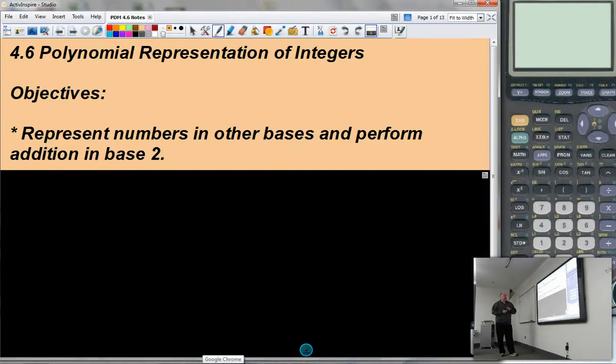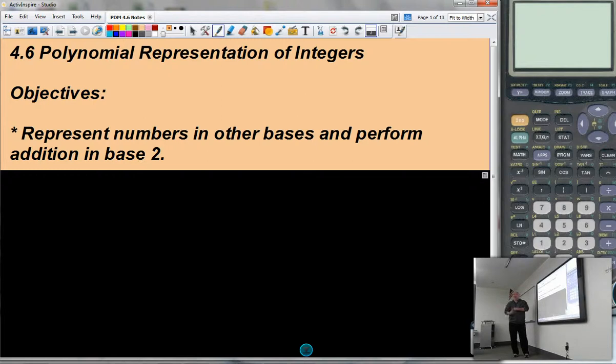Okay, section 4.6, polynomial representation of integers. Objectives today are to represent numbers in other bases and perform addition in base 2. Now, I will tell you that we're going to be looking at how you represent numerical values that are in a decimal system and look at them in base 2, base 8, and base 16. Here it says we'll perform addition in base 2.